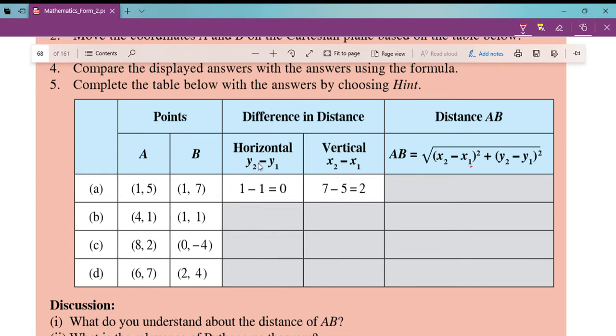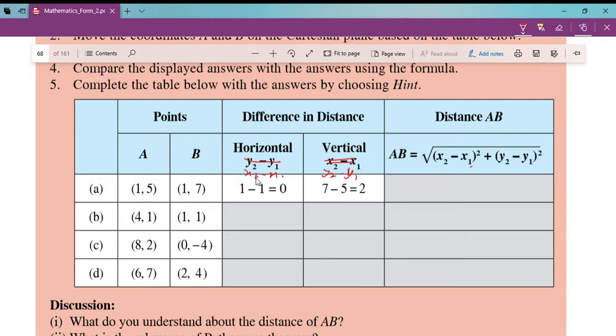So this one is not y2 minus y1. This part is x2 minus x1. For this part it is also x2 minus x1, and this one is y2 minus y1. Okay, so I'm going to discuss with you what it means by x2 minus x1.